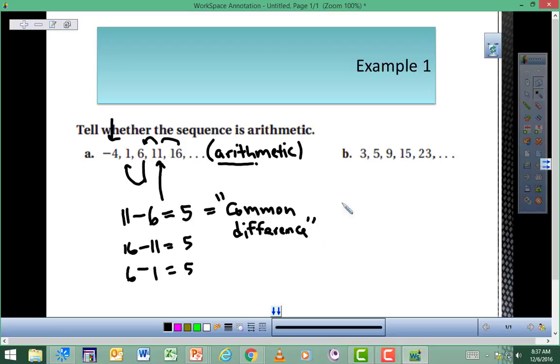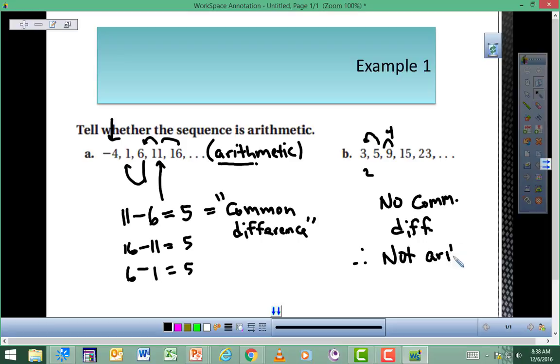How about this one? Is there a common difference? Well, if you look at the difference between these two, you'd say there's a 2, and the difference here is a 4, and so you're going to say no. No common difference, therefore not arithmetic. Now, it might be some other special one, but it's just not arithmetic. We're going to learn about some other ones in this chapter as well.